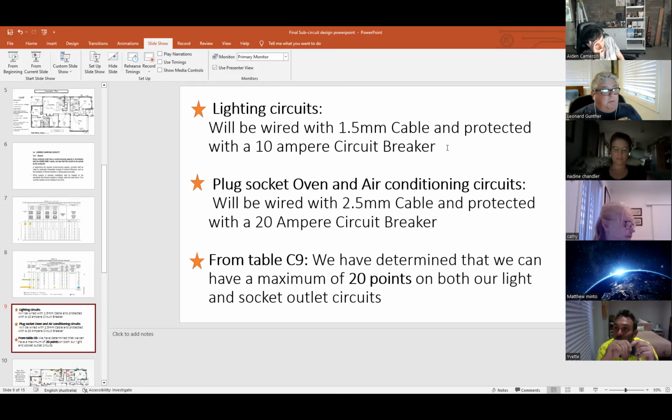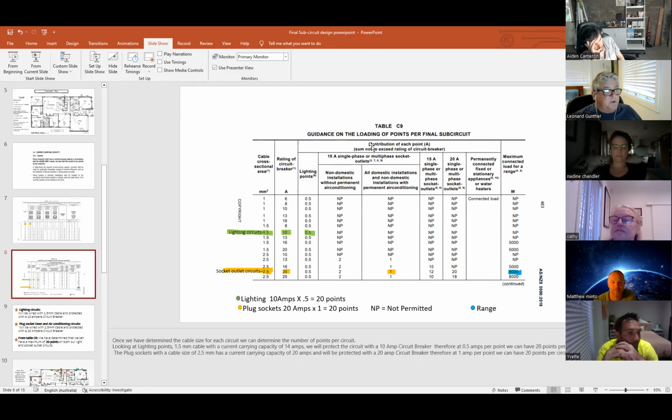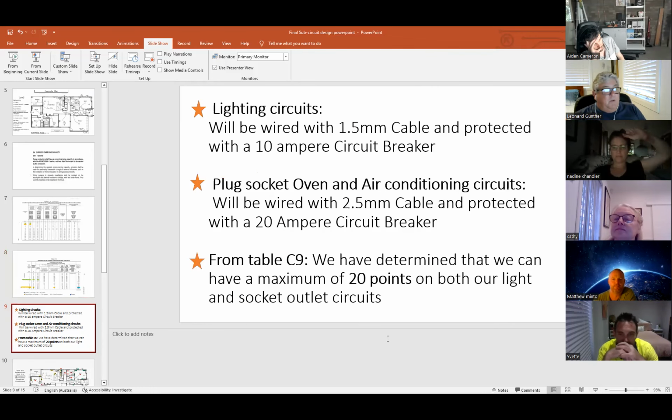So our plug sockets, which are our power points, our oven, our air conditioning circuits, they're going to be wired in 2.5 millimeter square cable, and they'll be protected with a 20 amp circuit breaker. So we've determined from our table 9 that we can have a maximum of 20 points on both our light and our power or socket outlet circuits.